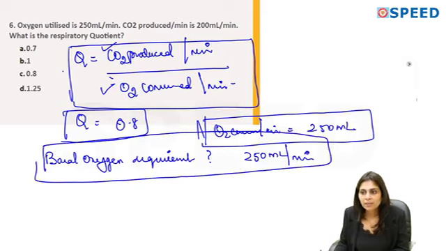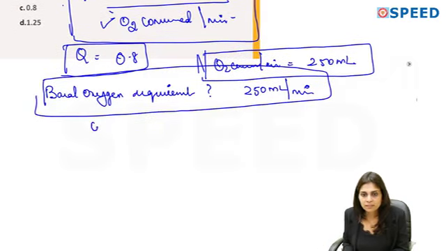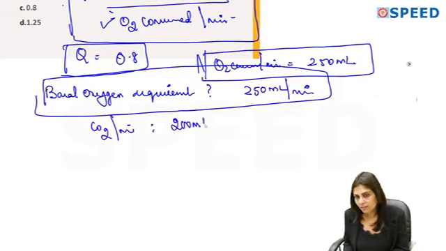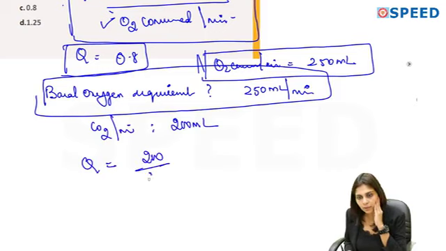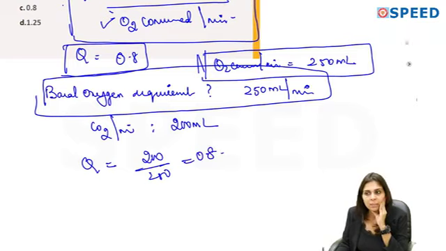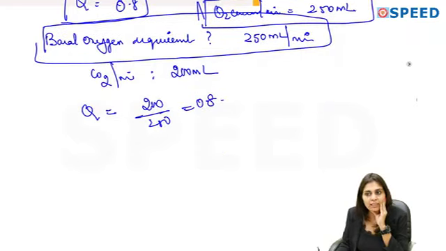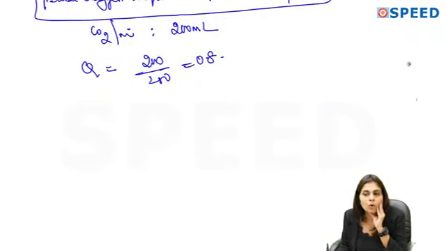Carbon dioxide produced per minute is 200 ml. So respiratory quotient is equal to 200 by 250, which is 0.8. But this respiratory quotient would differ depending upon what fuel a person takes.